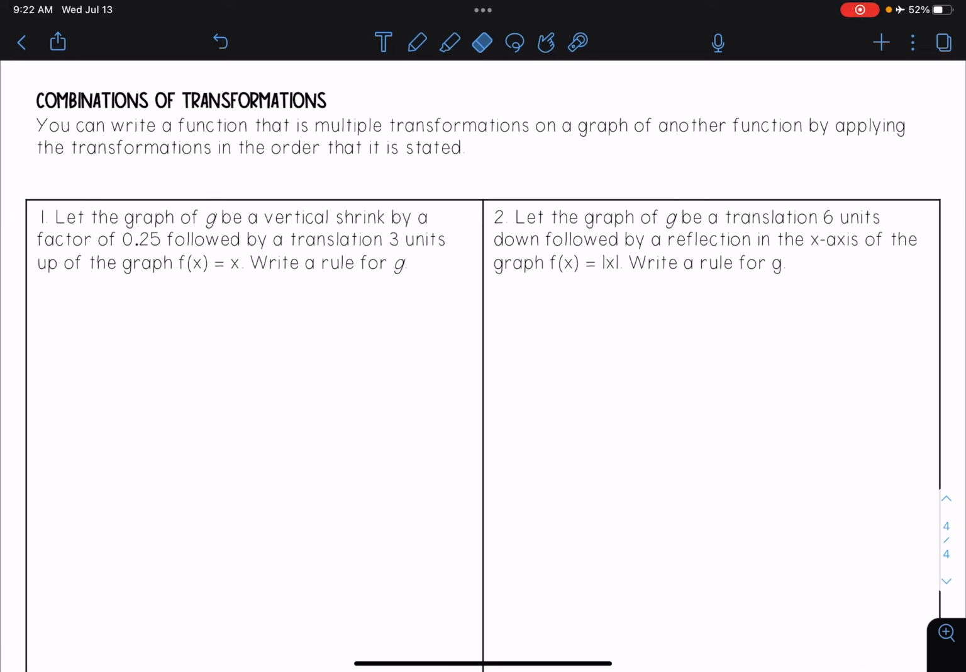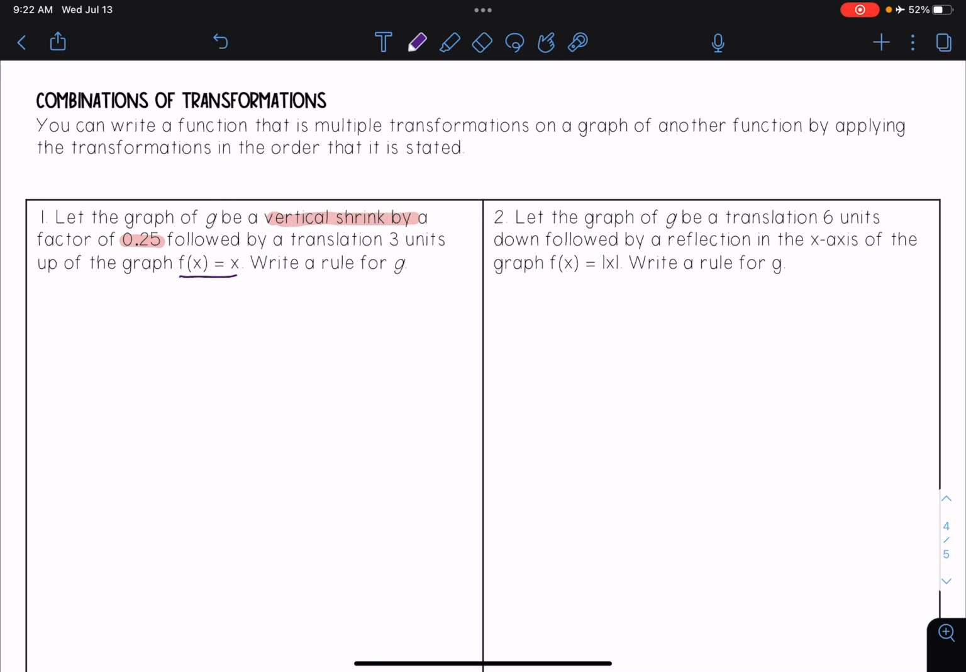So looking at this first one, it says, let the graph of g be a vertical shrink by a factor of 0.25, followed by a translation 3 units up from the graph of f of x equals x. Write a rule for g. So the very first transformation that we're going to do is a vertical shrink by a factor of 0.25. Since this one's a vertical shrink, that means we're multiplying the output by 0.25. And we're starting with the graph of f of x is equal to x.